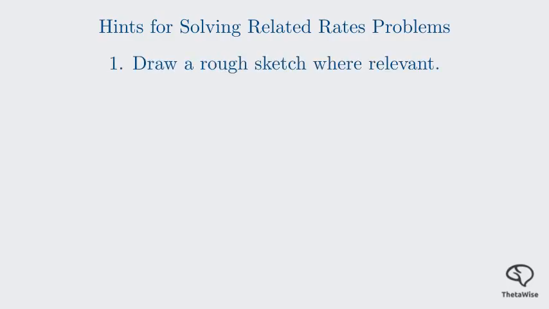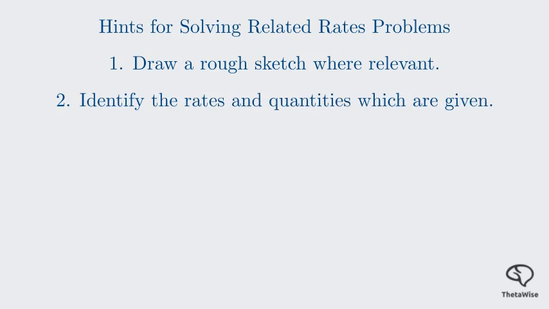Solving a related rates problem can seem challenging, but there's a systematic approach you can follow every time. Here are 5 essential steps. First, always draw a clear and simple sketch if the problem involves geometric shapes. Second, read the question carefully and write down all the rates and quantities you are given. Don't forget their units. Third, and this is crucial, find an equation that relates all the variables in the problem. This is the heart of the setup.